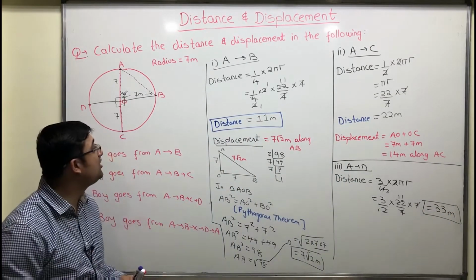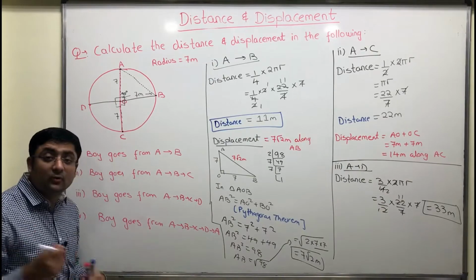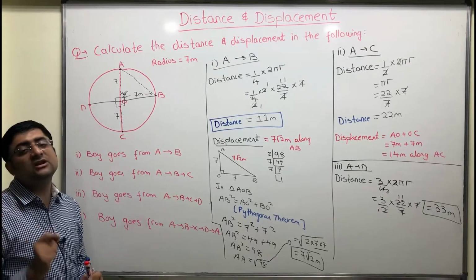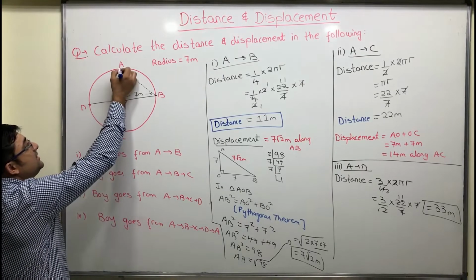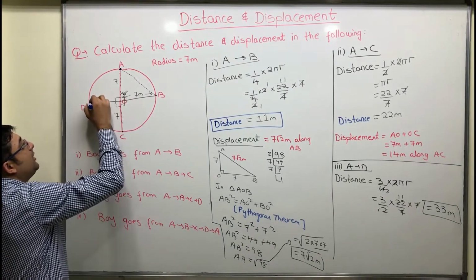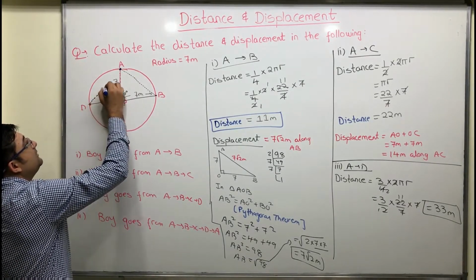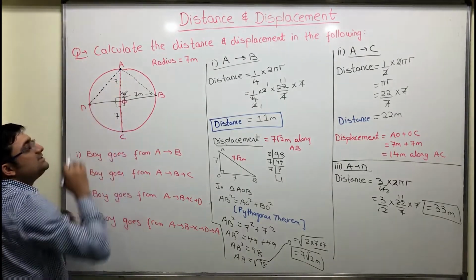Is this clear? Now let's talk about the displacement. So what is displacement? Join the initial and final points by a straight line. So see, I'll use a different color. This is the initial point. This is the final point. Join it by a straight line. So displacement is basically AD.